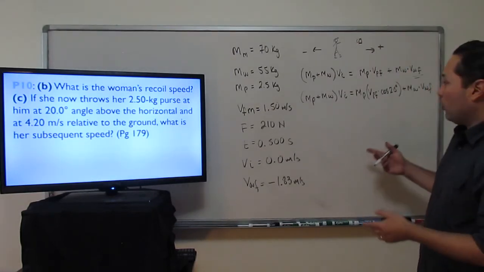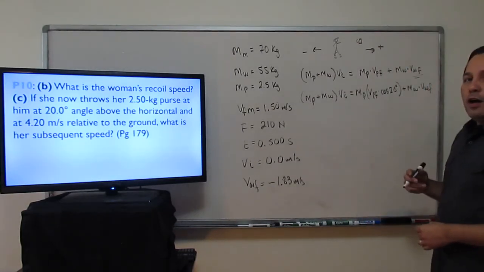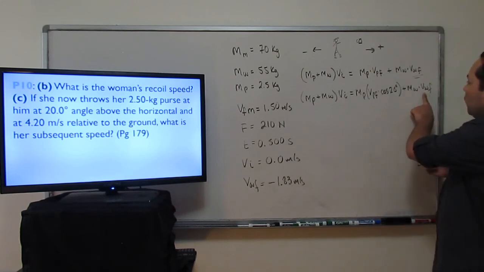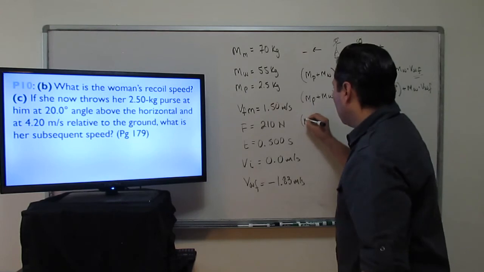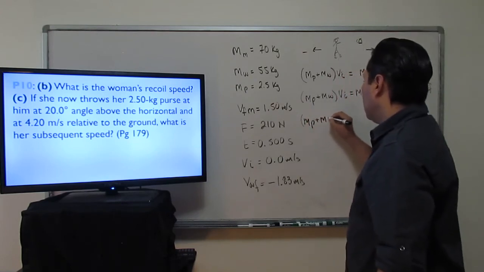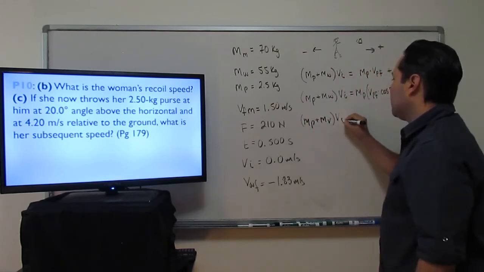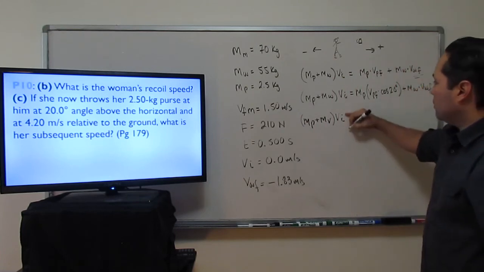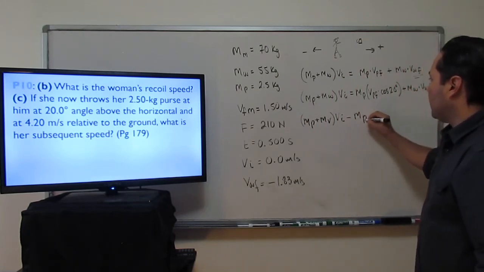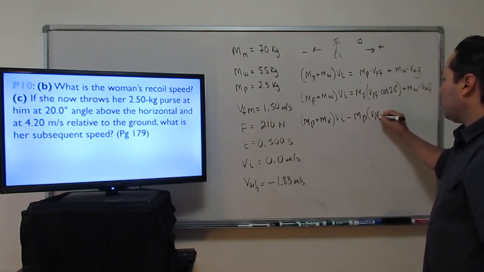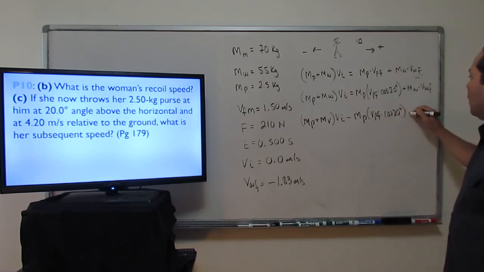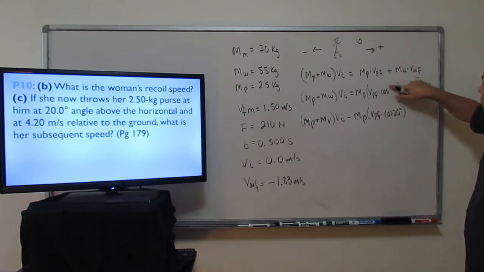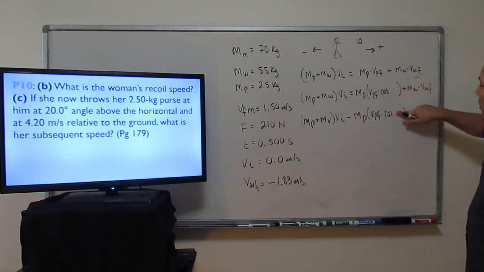Now that we have the formula, let's solve for the velocity final for the woman. We're going to move this whole side over, so it's going to look like this: mp plus mw multiplied times velocity initial is going to be minus mp, velocity of the purse final, times cosine 20. I should really put a theta right here. Let me do that.